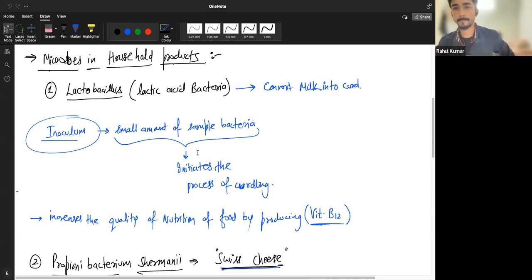The next one is the cheese. In the production of cheese, we use... Just one second, Nabil. Sorry to interrupt you, but before you go forward, did I tell you how does milk become curd? So the proteins, how do they start coagulating? No, right? So this lactic, as I said, lactic acid bacteria, so they start producing lactic acid.